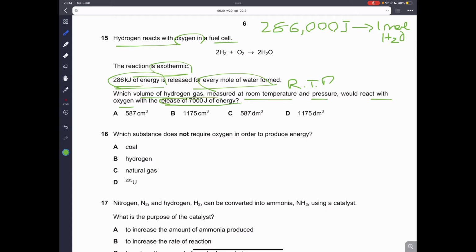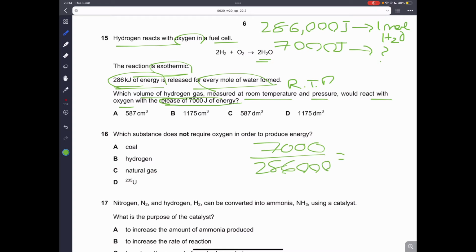But in the question it says there is only 7,000 joules of energy released, for some number of moles of water. We want to know the moles of water if 7,000 joules had been released. So how much is it? Using mathematics, 7,000 divided by 286,000 gives us 0.0245, basically 0.0245 moles. So that is that.